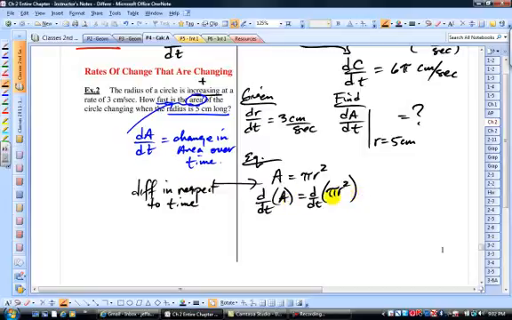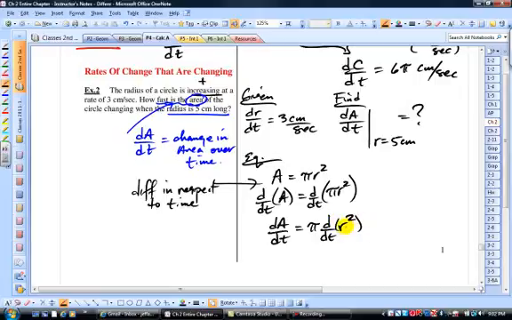Keep in mind that both area and the radius are functions of time. So the derivative of the area with respect to time is dA/dt. It's better to use that notation than A prime. Pi is just a constant, so you really just have to focus on differentiating r squared with respect to time.